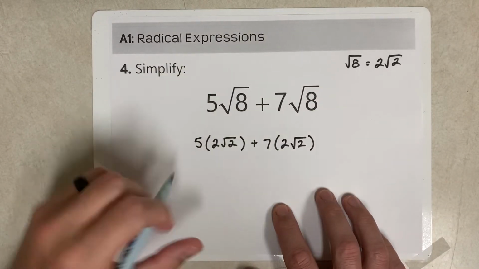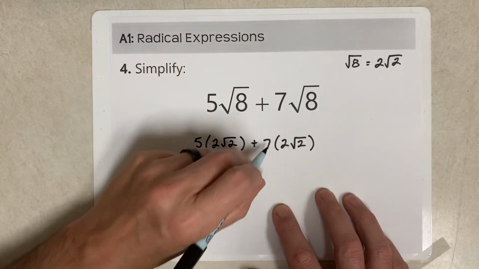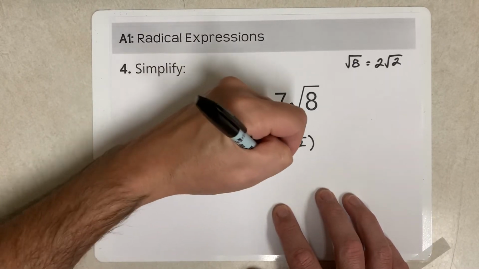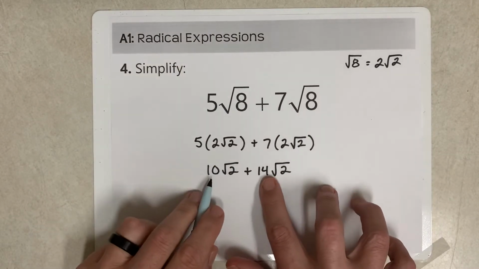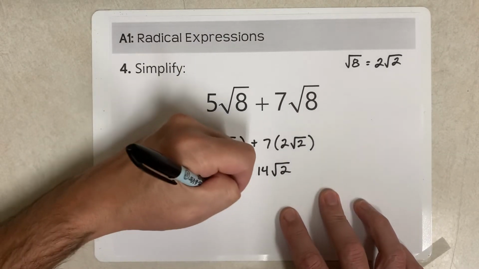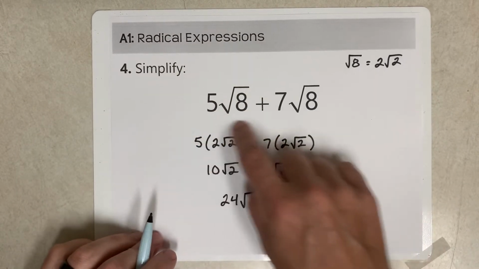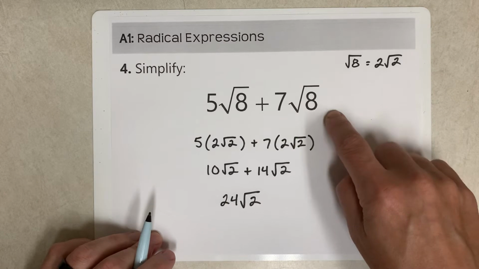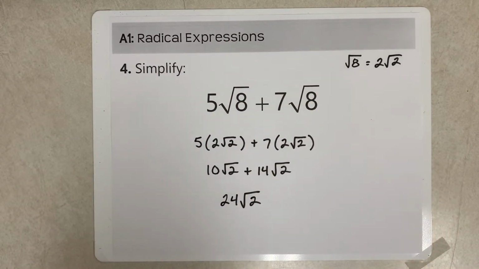So 5 times 2 is 10. So 10 root 2's plus 7 times 2 is 14, 14 root 2's. That's going to give me a grand total of 10 and 14 make 24 root 2. And if you had a calculator where you could put all this in there, all of this right here would be equivalent as a decimal to this. So 24 root 2 is going to be our final answer for that one.